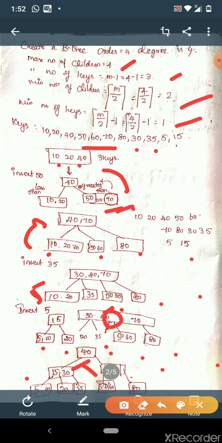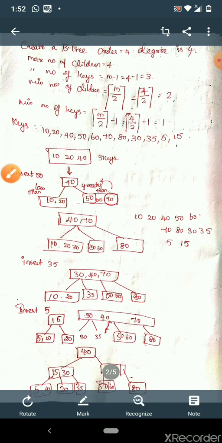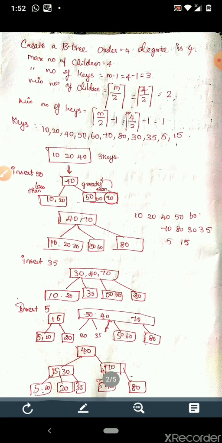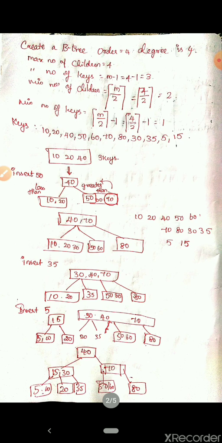So here you will be having the 70 as a root node. So 50, 60 at the left and 80 at the right. So this is your final B tree of this example.